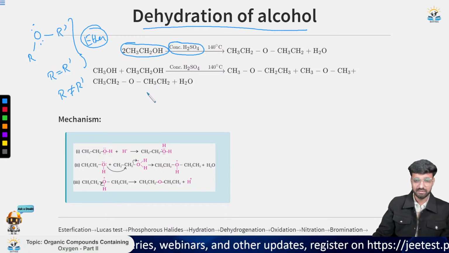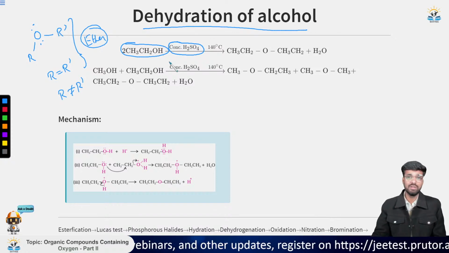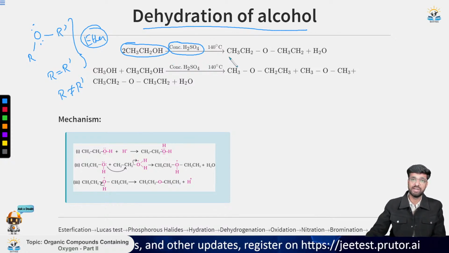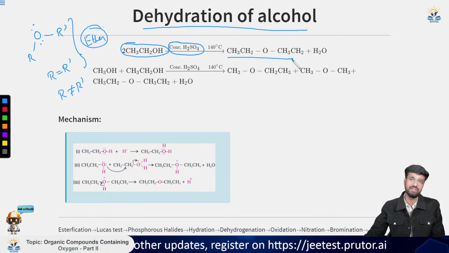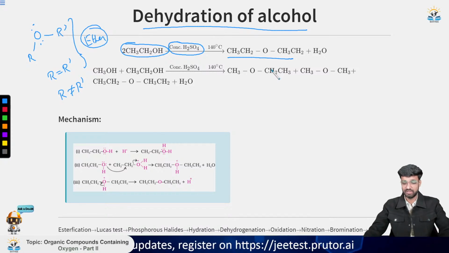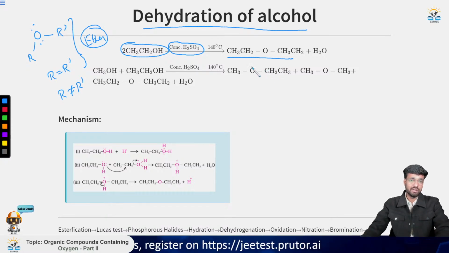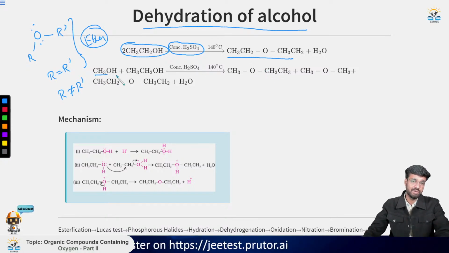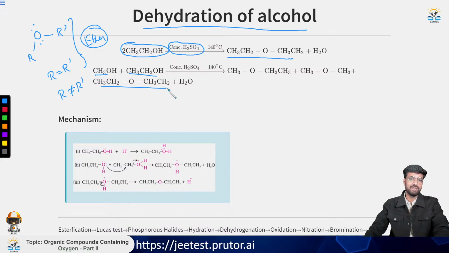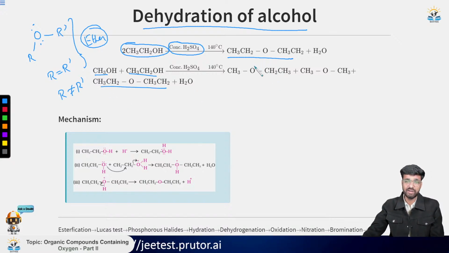We will simply take an alcohol, and we will take H2SO4 at 140 degrees Celsius. It will give an ether which is a symmetrical ether, because we are using only one kind of alcohol. Now if we use two types of alcohol, like this and this, then it will give an unsymmetrical ether, or you can say three ethers.